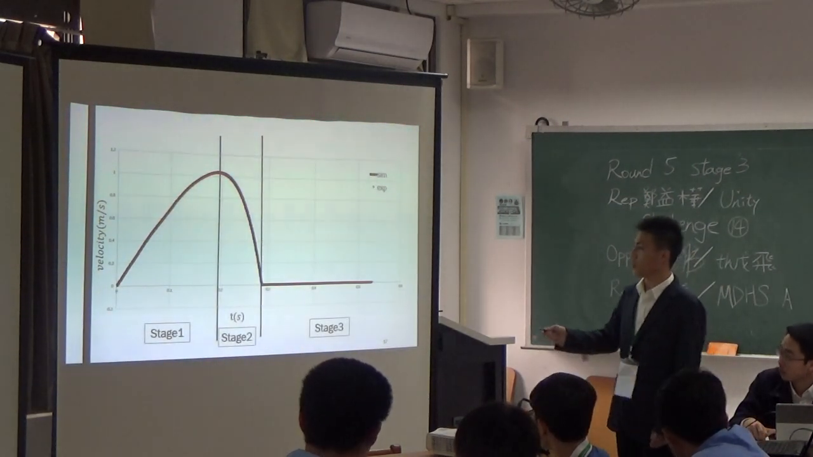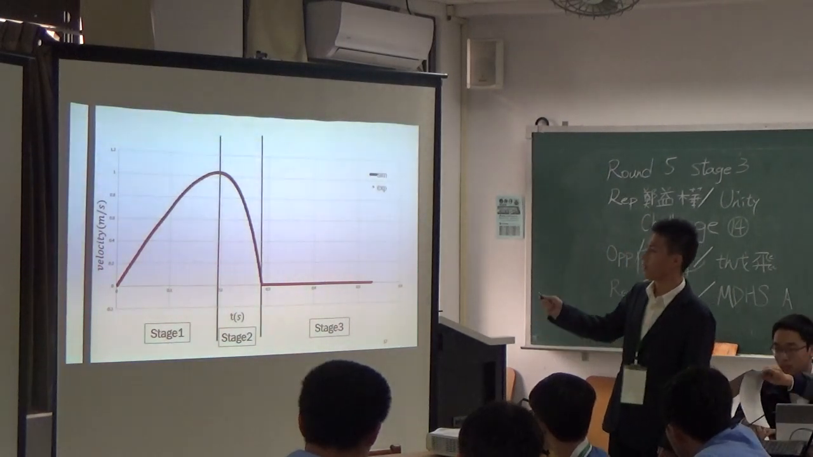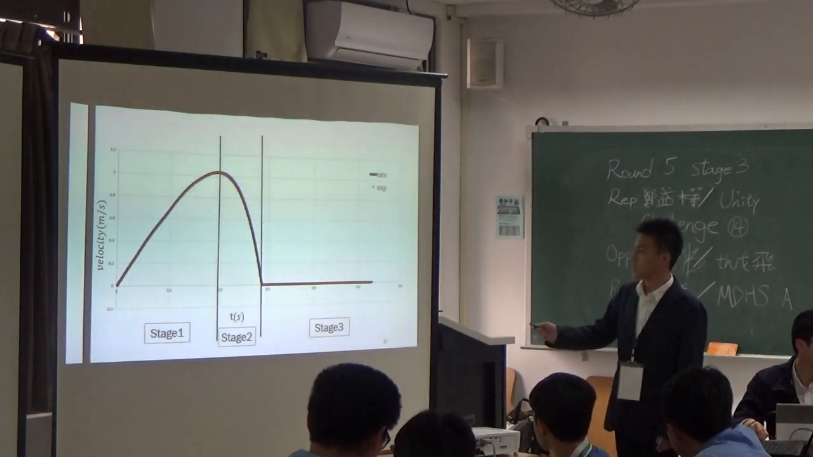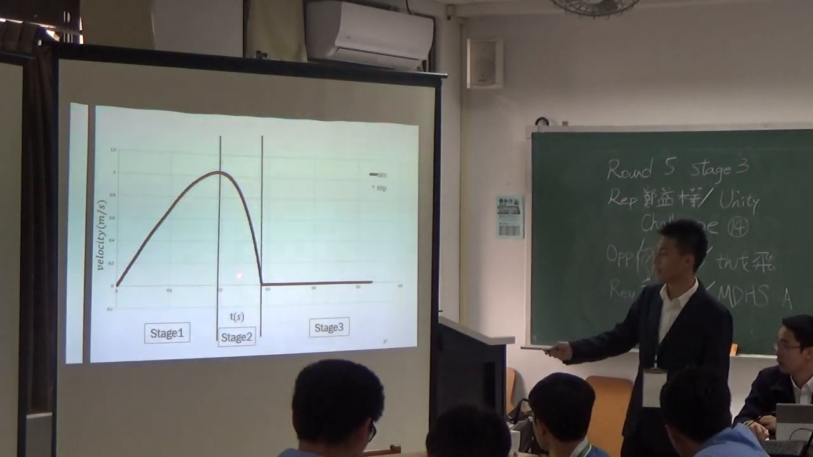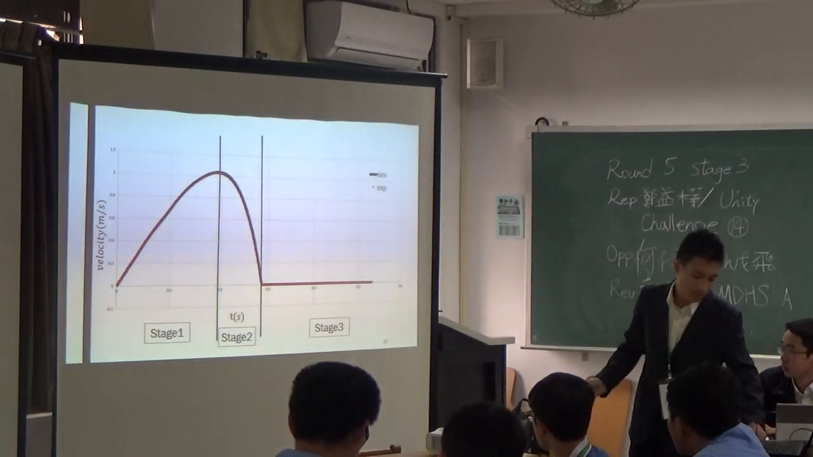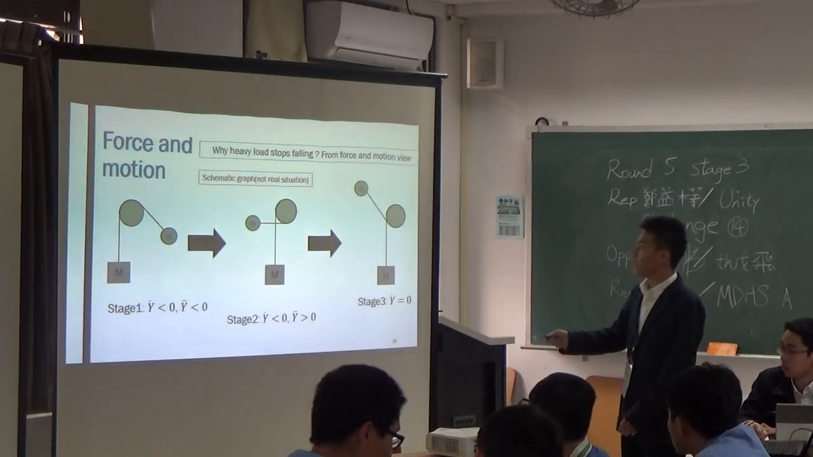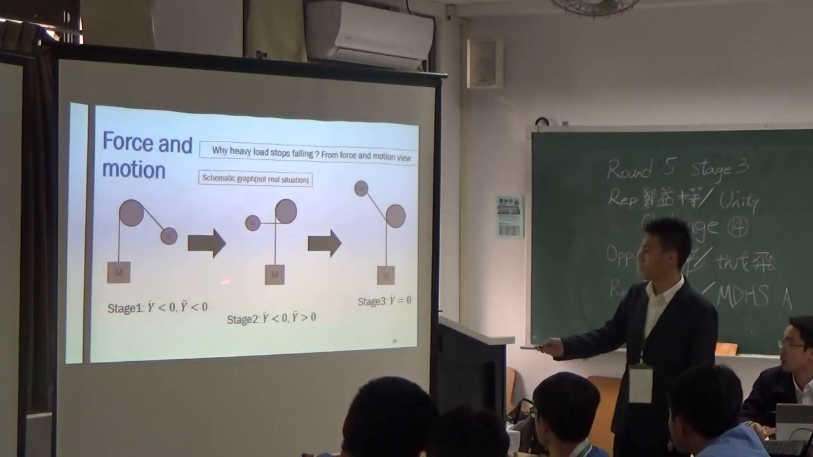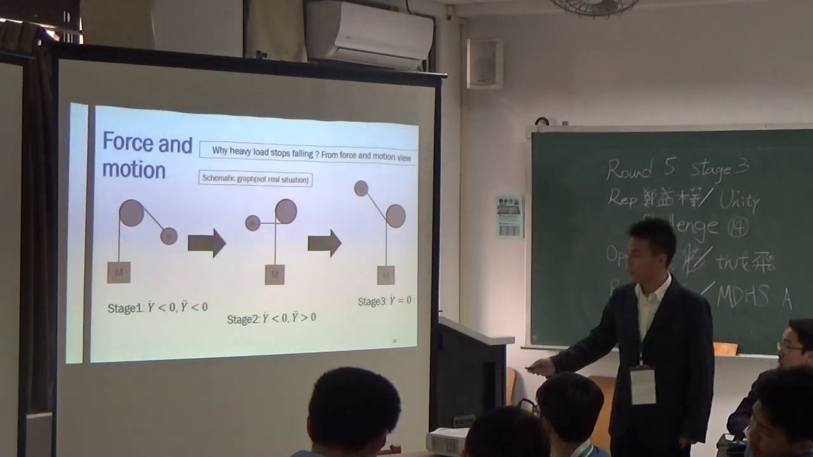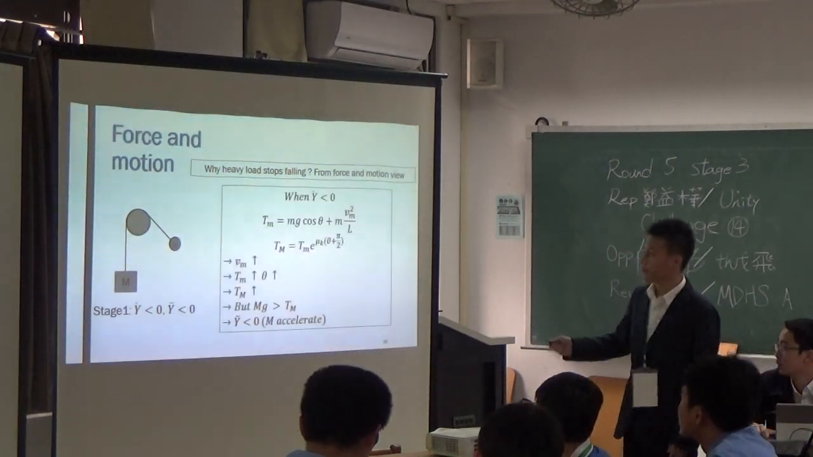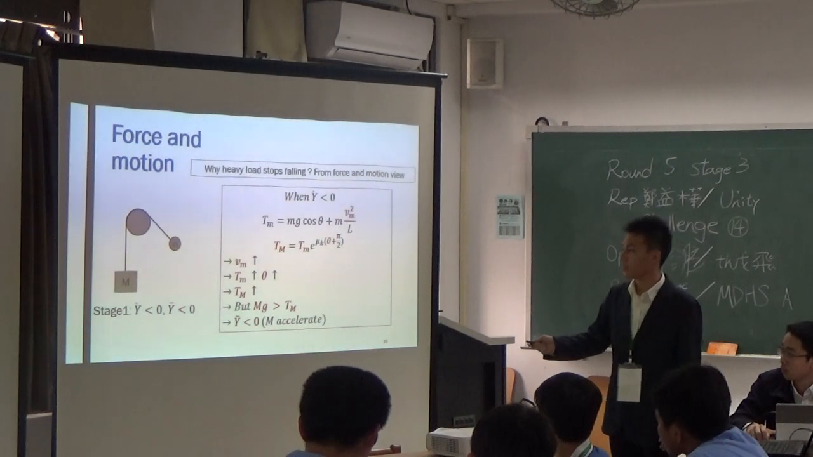So we also draw the velocity versus time plot of the heavy block. To discuss it easily, we divide this v-t plot into three stages. And why is the heavy block falling? We can explain it from the force and motion view. As we said, we divide the motion into three parts.